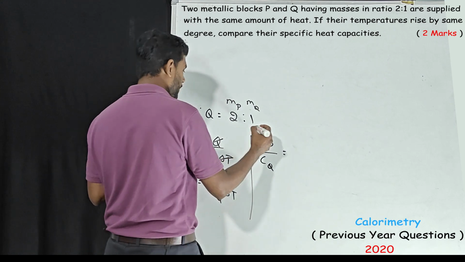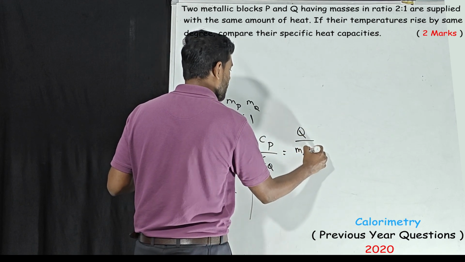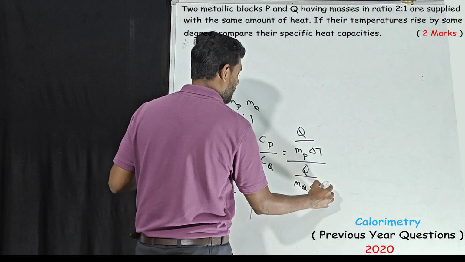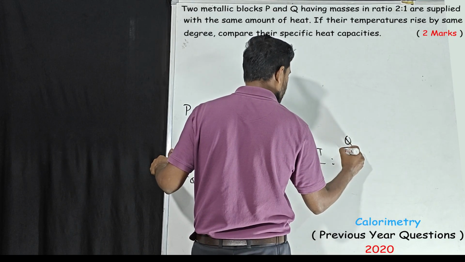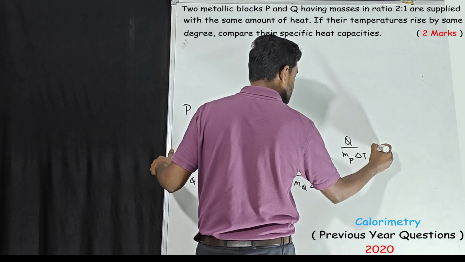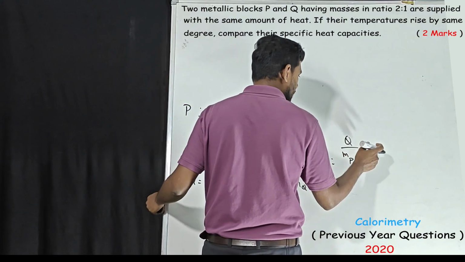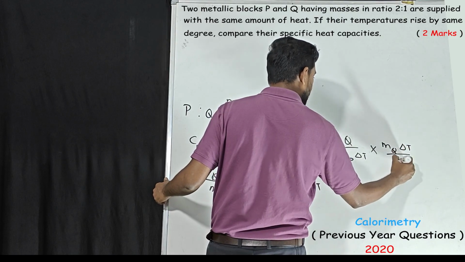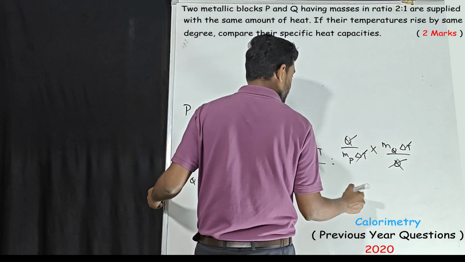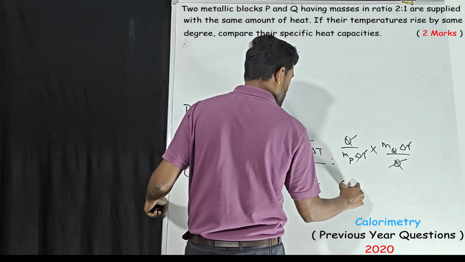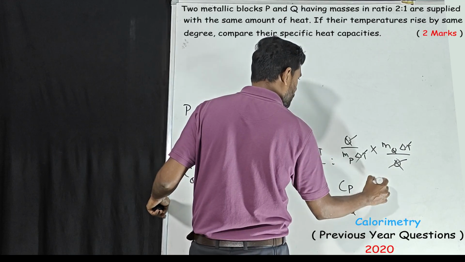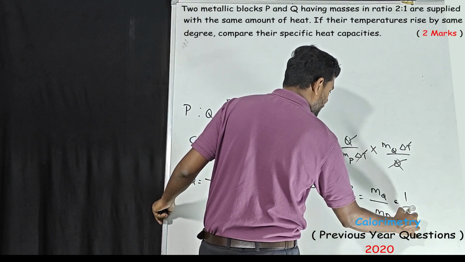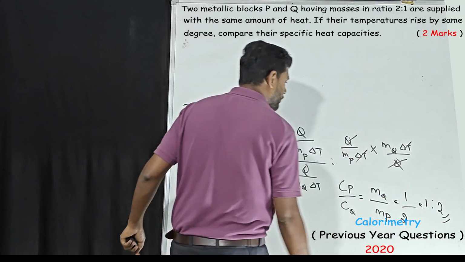So Cp by Cq. What is Cp? Q by mp delta T, and here Q by mq delta T. So there are two fractions. First one I'll write as it is, and for the second one, instead of division I'll write the multiplication, taking the reciprocal: mq delta T by Q, correct? Q gets cancelled, delta T gets cancelled. So what do we have? Cp by Cq is equal to mq by mp. What is mq? That is 1. What is mp? That is 2. So it is 1:2.